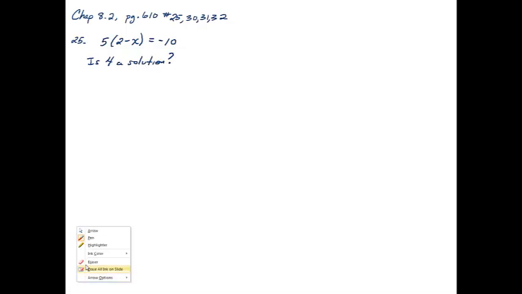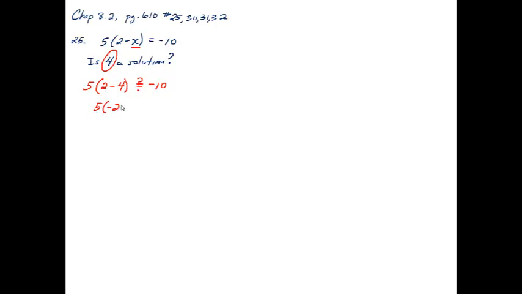Okay, so to determine if a value is a solution, all we have to do is plug it in. So everywhere you see an x, now you're going to make it a 4. So it becomes 5 times the quantity 2 minus 4. Does that equal negative 10? So 2 minus 4, well, that's negative 2. And then you multiply, so you get negative 10 does equal negative 10. Therefore, 4 is a solution, and our answer is yes.